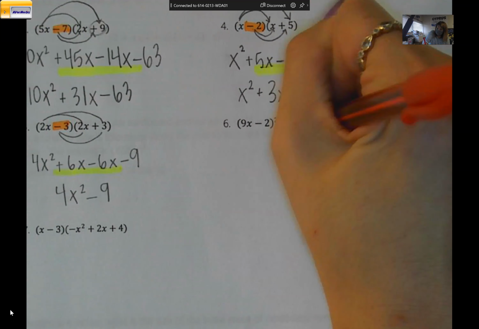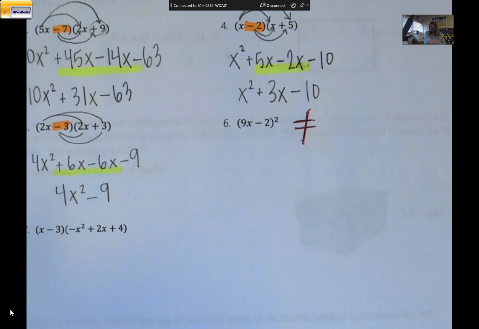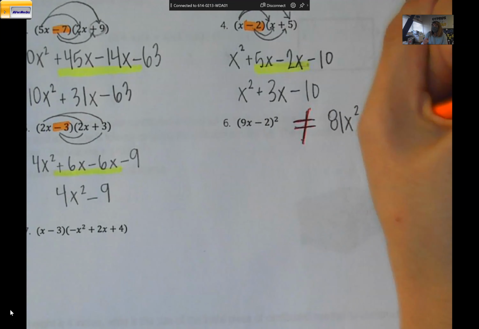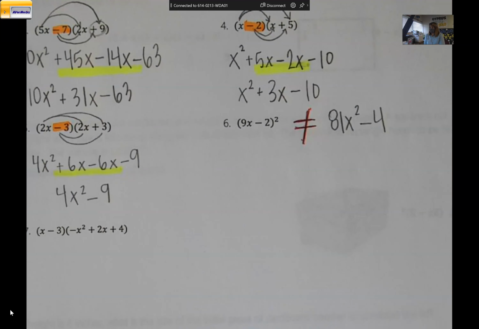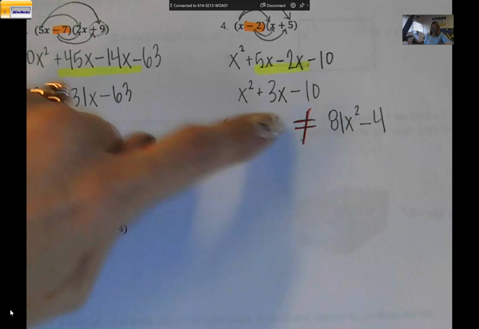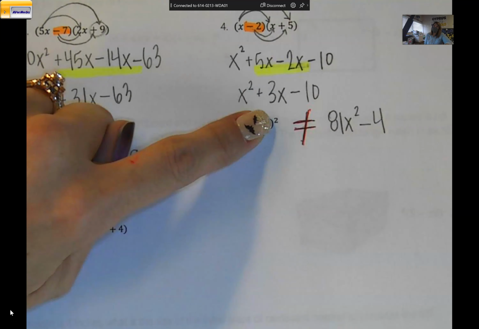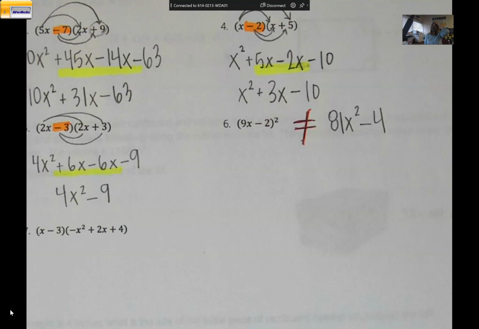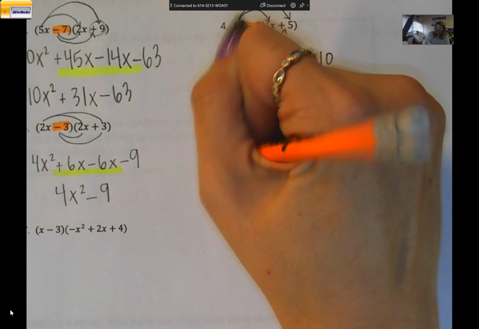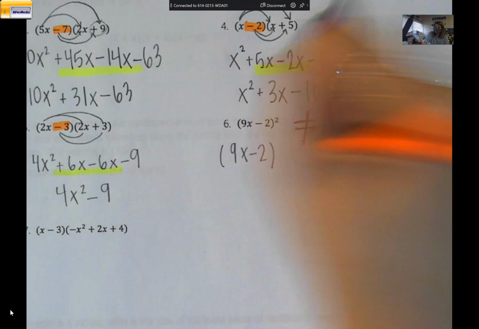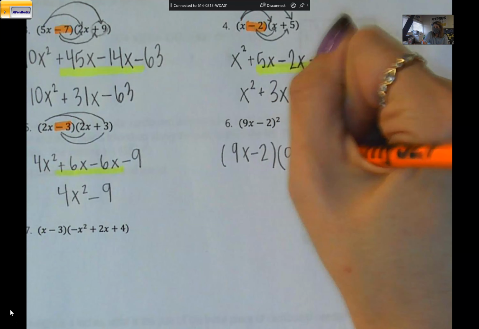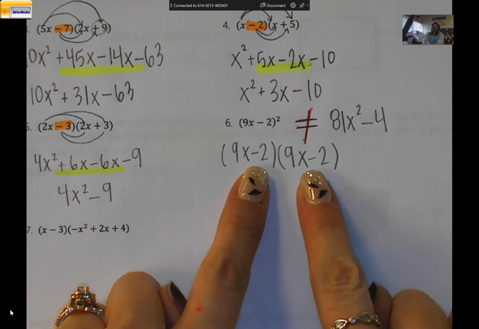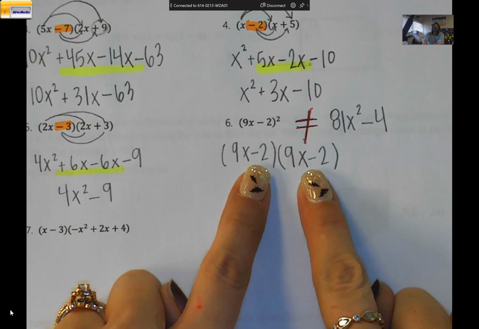This is not what you should be doing. This is bad. Most people think that this is 81 squared minus 4. Can you see where I'm getting that? Because they're taking this squared and they're thinking, oh, I just need to do 9x squared and 4 or 2 squared. But really what this is, is 9x minus 2 multiplied by 9x minus 2. You have to expand it out into the two binomials.